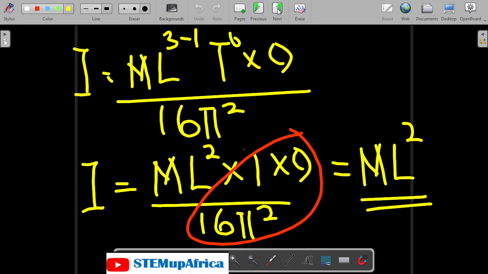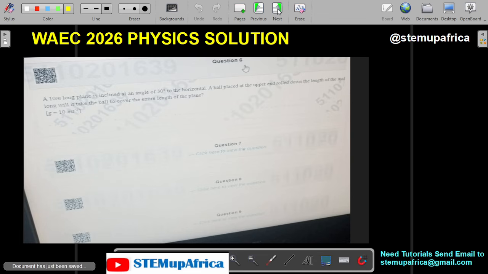Let's check the next question. Question 6. It says a 10-meter long plane is inclined at 30 degrees to the horizontal. A ball is placed at the upper end and rolls down the length of the inclined plane. How long will it take the ball to cover the entire length? So let's see.